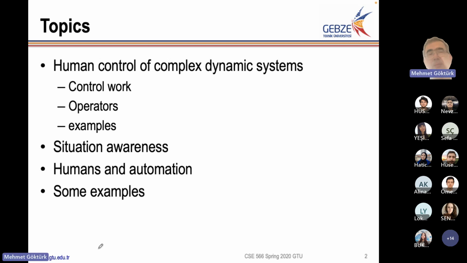So what do we mean by complex dynamic systems? Complex dynamic systems has two important keywords. One is the complex, other one is the dynamic. Complex means there are more than one variable that are related to other variables, and the task includes some kind of control work, like operation of certain device, operation of train station, operation of metro, etc., or airplane, and there will be operators, and we will go into examples. So dynamic means time changing.